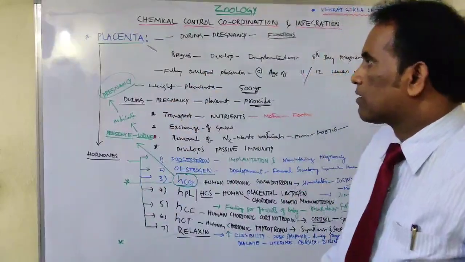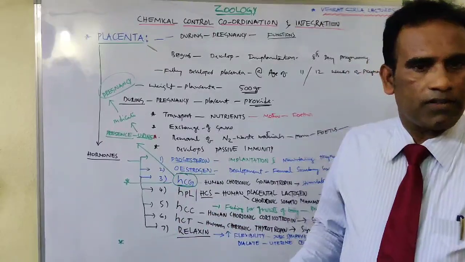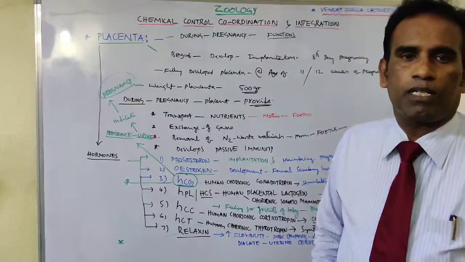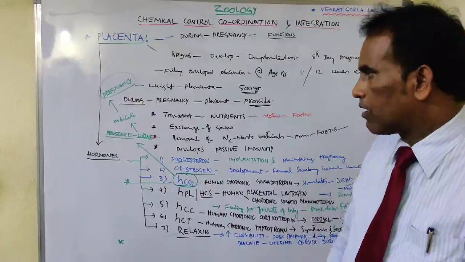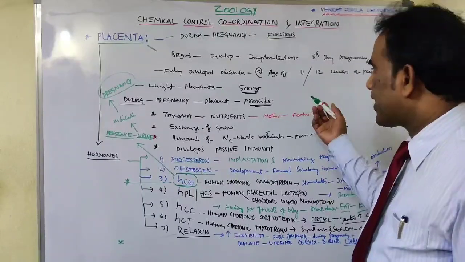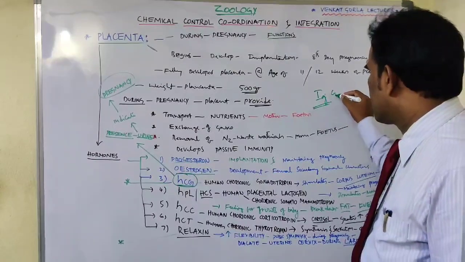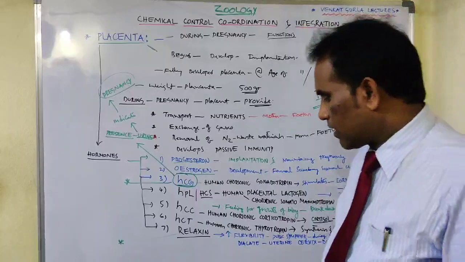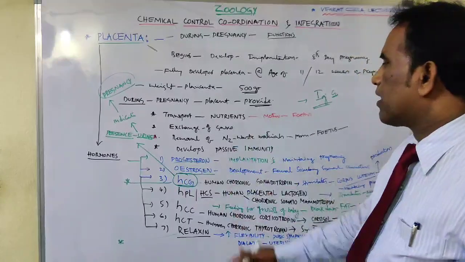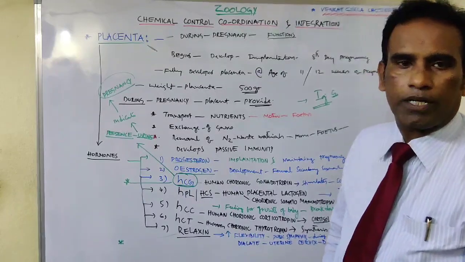Now the placenta is mainly concerned with the functions: transport of nutrients, exchange of gases, helping in oxygen and carbon dioxide exchange, and removal of nitrogenous waste materials. Also immunity: passive immunity through IgG, immunoglobulin. Okay, so that is very important. And also the hormone functions. So this is about the placenta, a temporary endocrine gland.